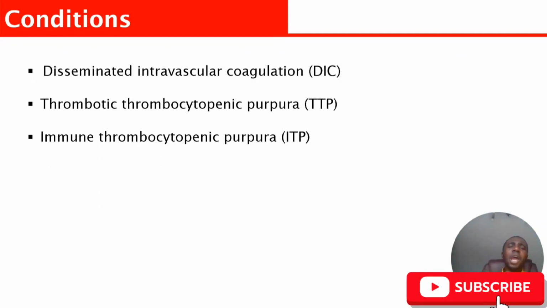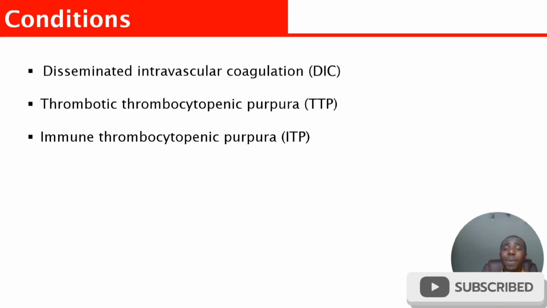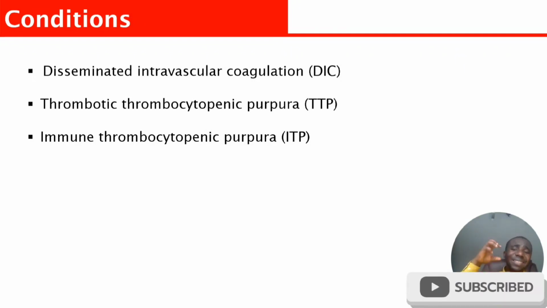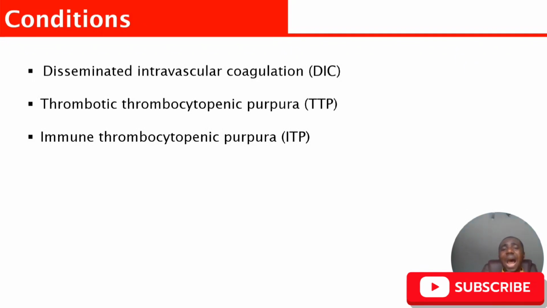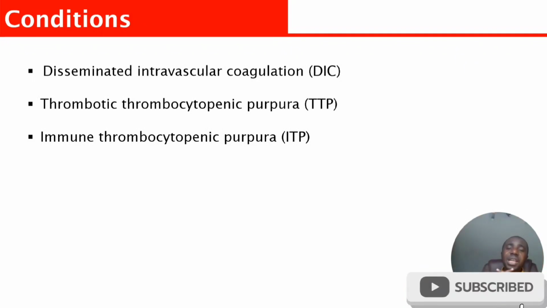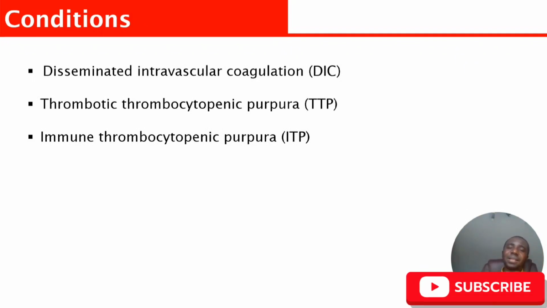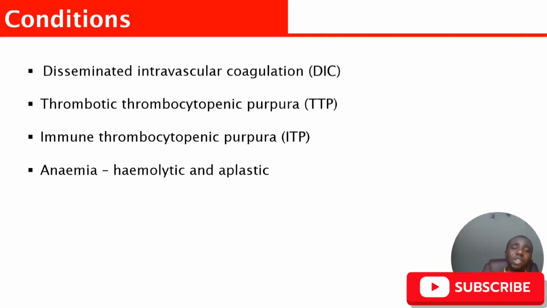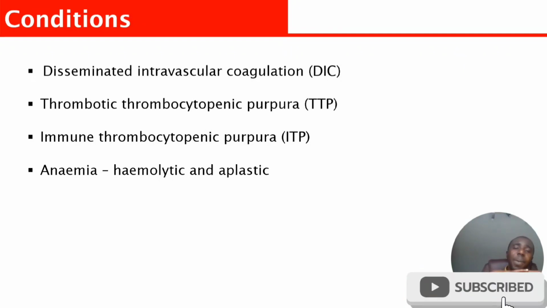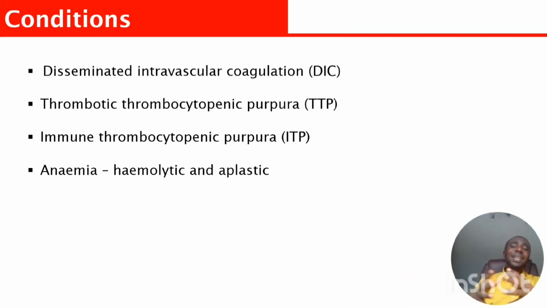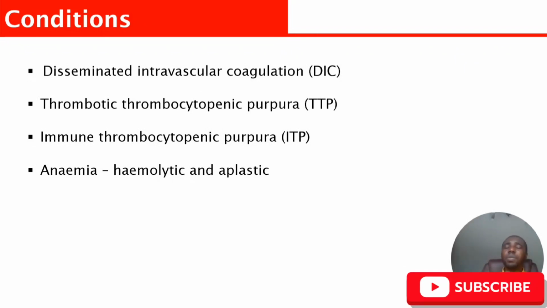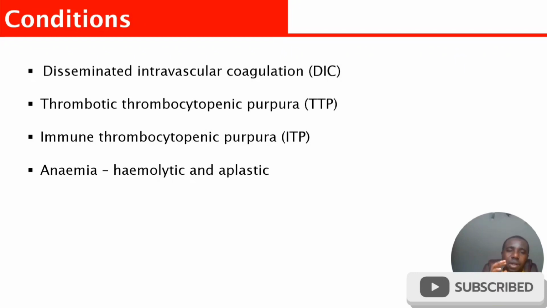Then you have ITP, which is immune thrombocytopenic purpura. What happens here is that maybe an antibody has been developed that attacks the platelet antigen, and once it does, it can affect the overall platelet count of that patient. Now you have anemia, like I've already mentioned. If the person is bleeding, or has hemolytic anemia or aplastic anemia, where the blood cells are not being produced the way they are supposed to be, that can also lead to a low platelet count result.